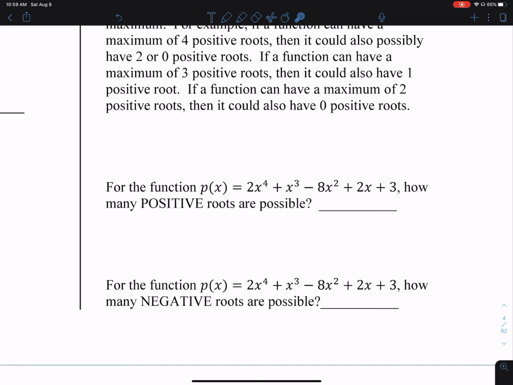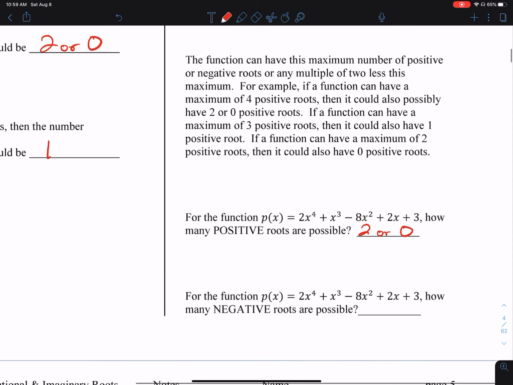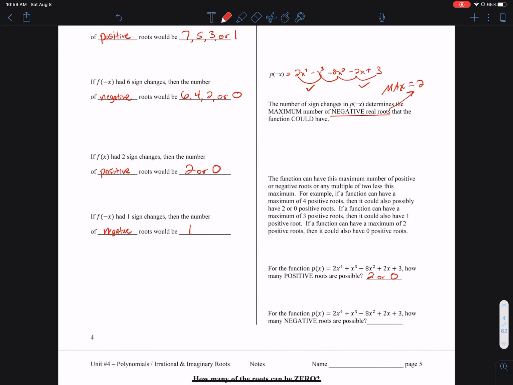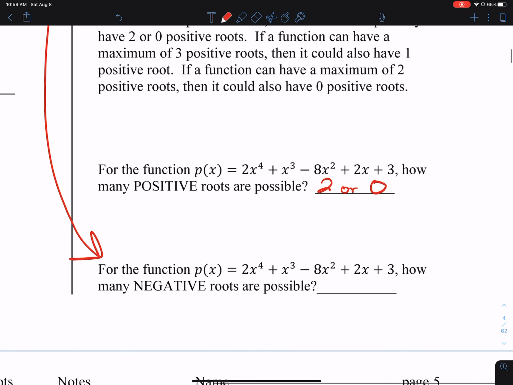This is this entire column. It's the same function. How many positive roots are possible? Well, we said there were 2 sign changes, or less than that by an even amount. For the same function, how many negative roots are possible? That was using this one right here. There were 2 sign changes, so there could be 2 negative real roots or less than that by an even amount.